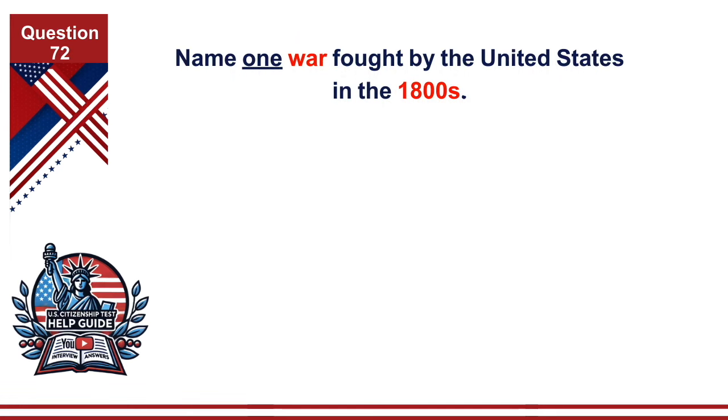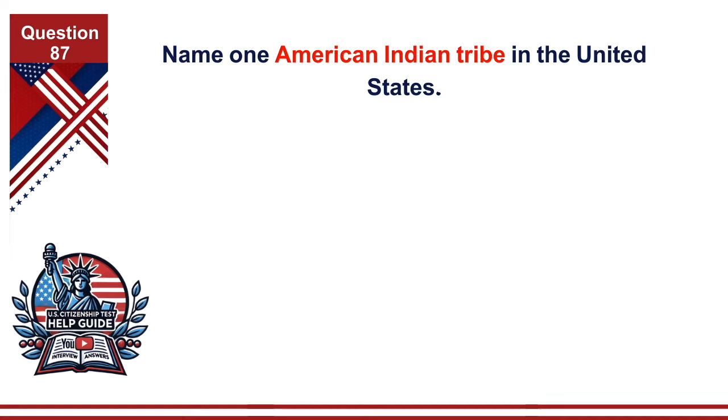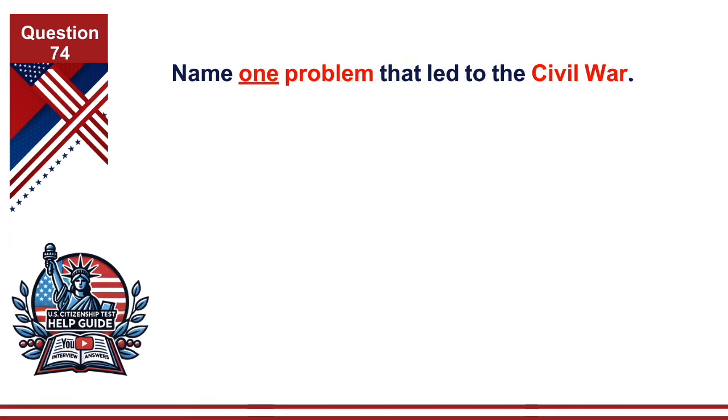Name one war fought by the United States in the 1800s? Civil War. Name one American Indian tribe in the United States. Cherokee. Name one problem that led to the Civil War. Slavery.